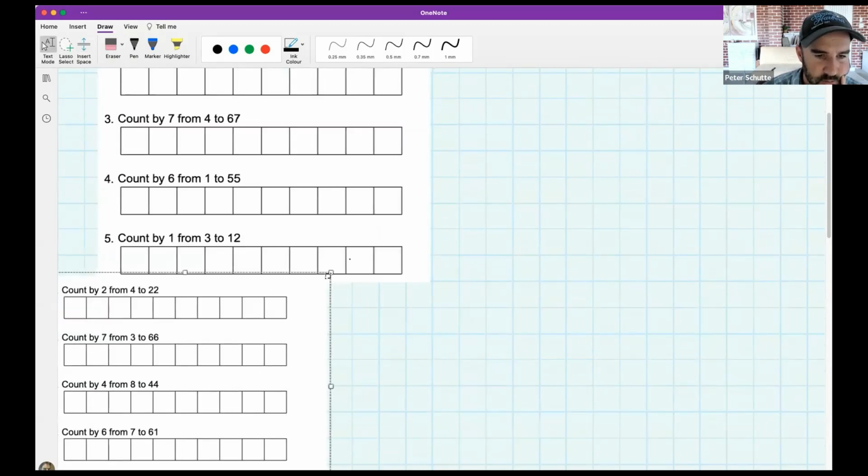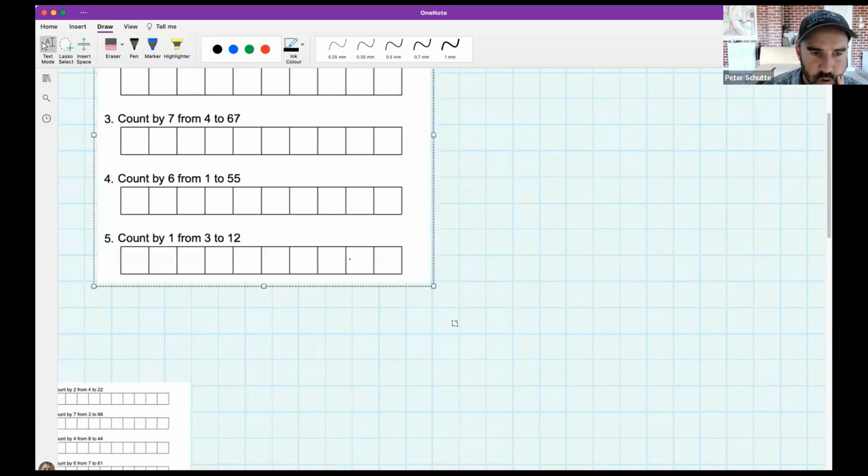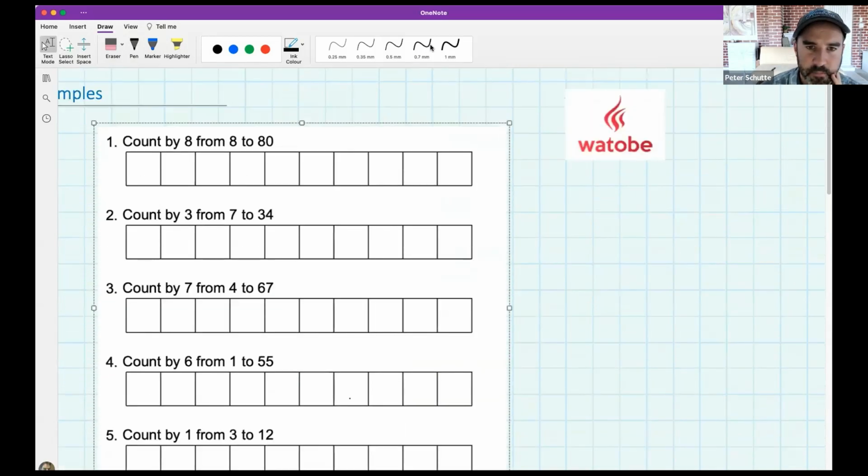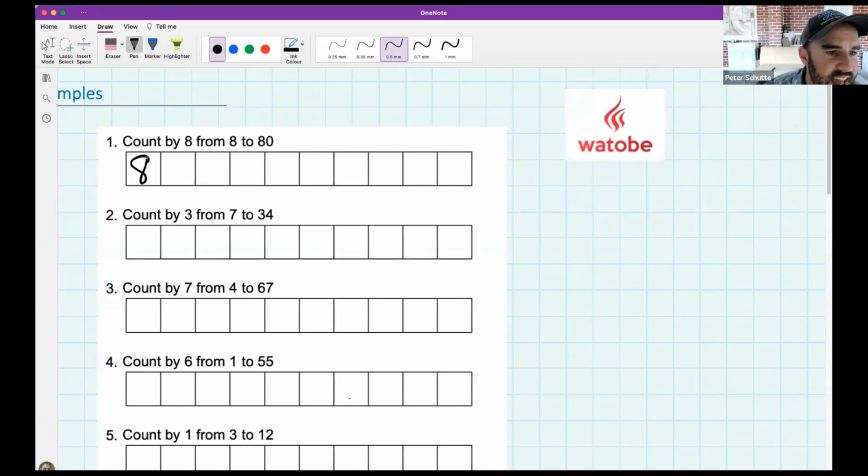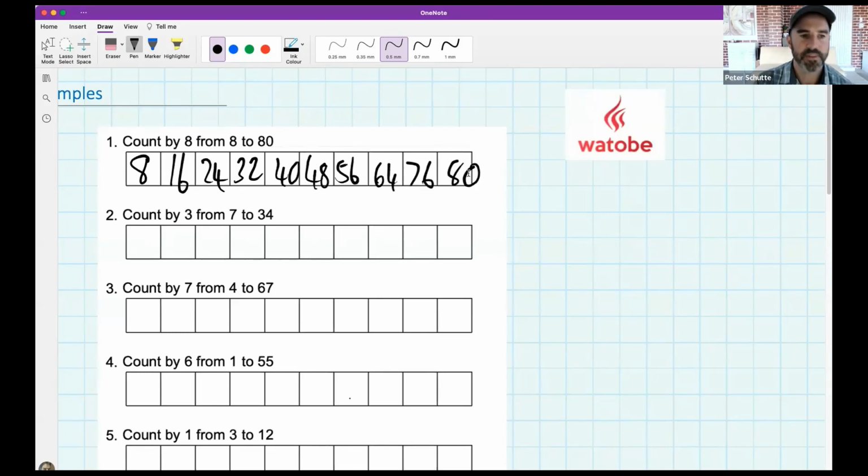Let's move this down. We're going to complete this block here, and we're going to start by counting by 8 from 8 to 80. So if I have to do that, I go 8, 16, 24, 32, 40, 56, 64, 76, 80. So I'm counting by 8s.